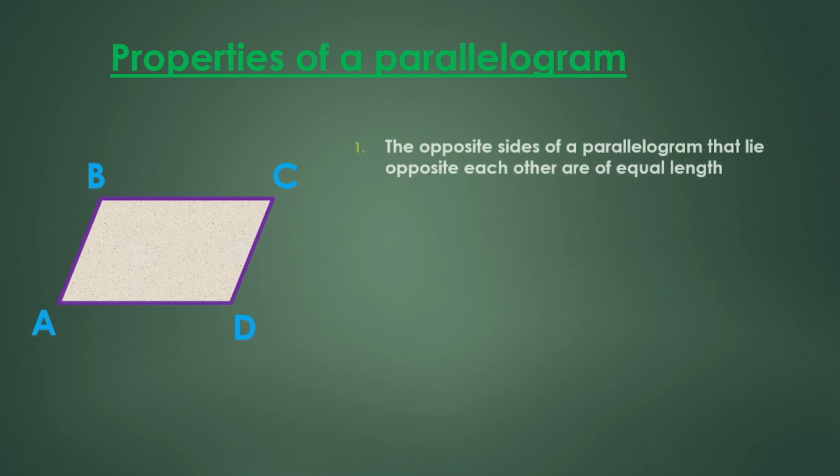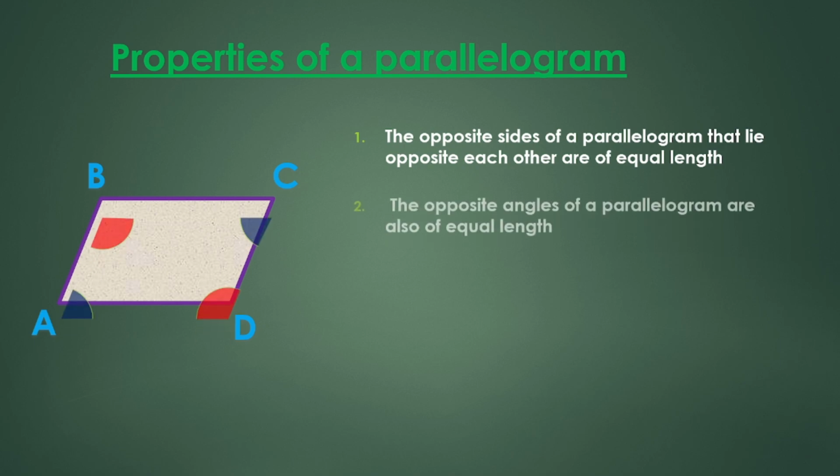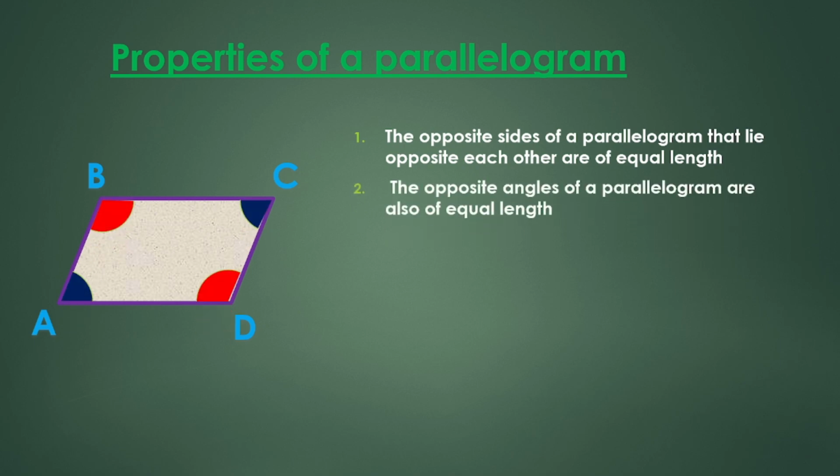1. The opposite sides of a parallelogram that lie opposite each other are of equal length. AB equals CD, BC equals AD. 2. The opposite angles of a parallelogram are also equal. Angle A equals angle C, angle B equals angle D. 3. The sum of any two angles adjacent to the same side, adjacent angles, is 180 degrees. Angle A plus angle B equals 180 degrees, and angle C plus angle D equals 180 degrees.